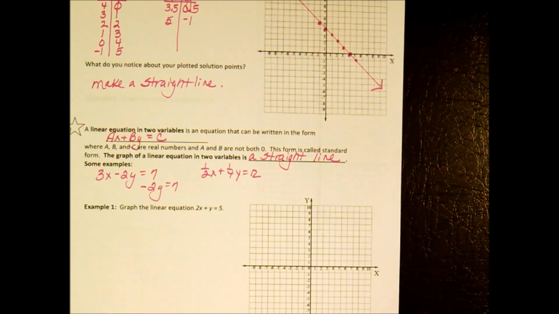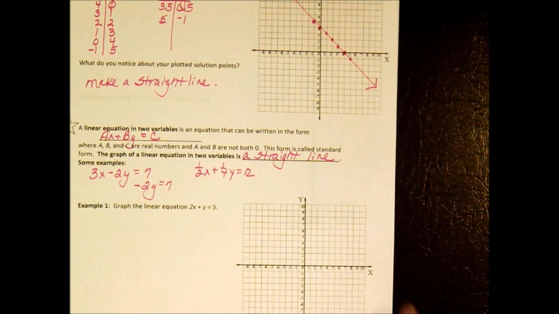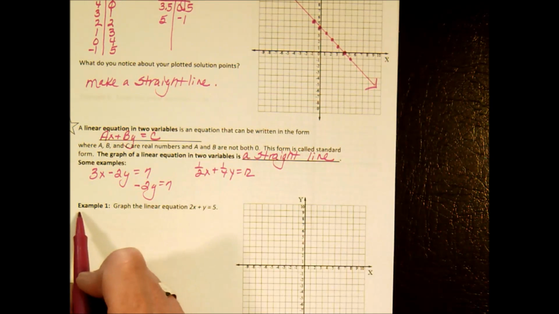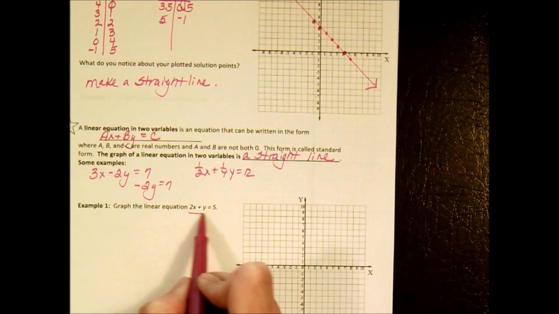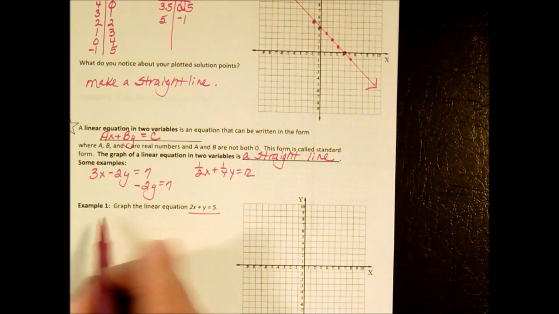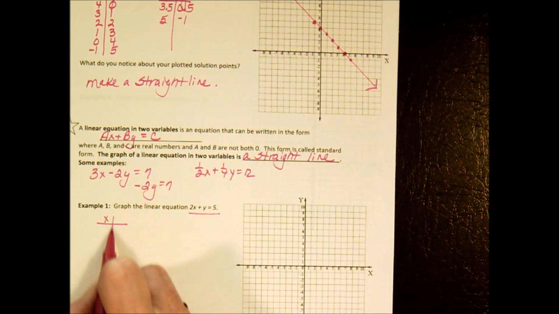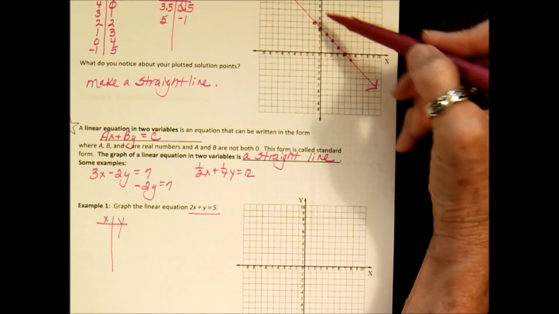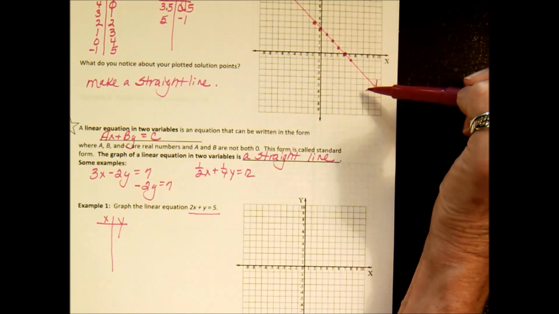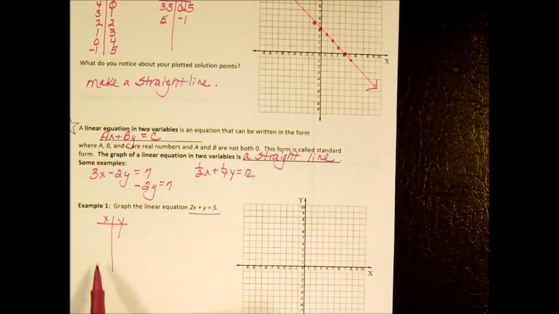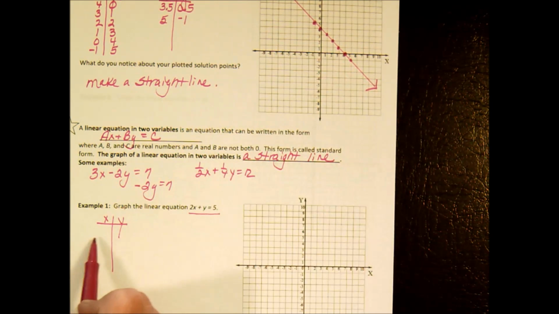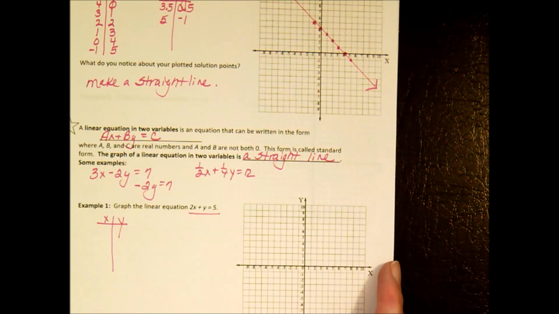So let's look at how we graph a linear equation when we do not have an xy table to start. We just have to make our own. Example 1 says, graph the linear equation 2x plus y equals 5. The first thing you do is set up an xy table. Now let's think about it. If we know that all the solutions to a linear equation form a straight line, how many solutions do we really need before we can draw that line? We really only need 2. Having 3 is kind of a good insurance policy, so we'll do 3.